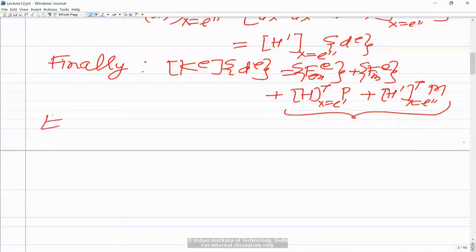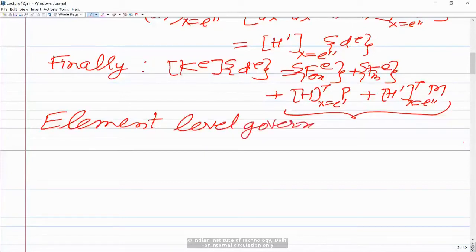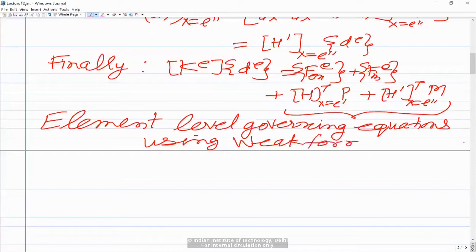So next is element level governing equations using weak form.